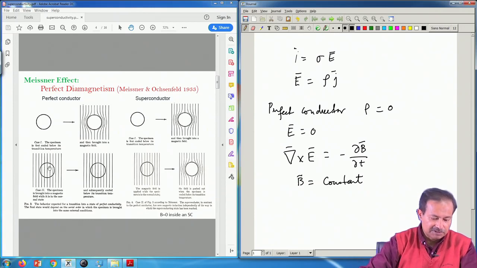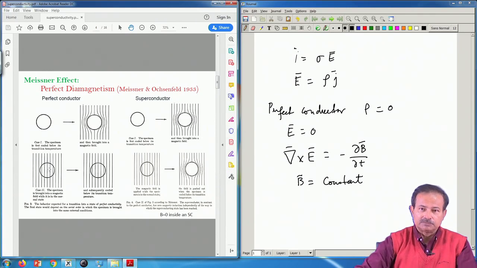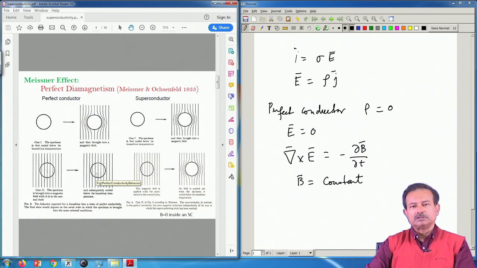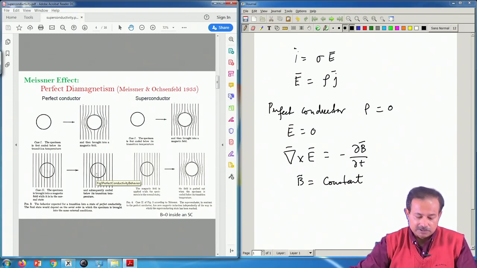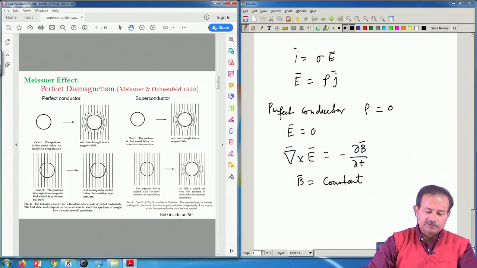Now, in here it is just the same. We had field when we had the system in a normal state. This perfect conductor was in a normal state at T greater than Tc, and then the T is reduced and it is brought down below Tc and became a perfect conductor, and you cannot change its magnetic field. So, the magnetic field, whatever it is, remains trapped.